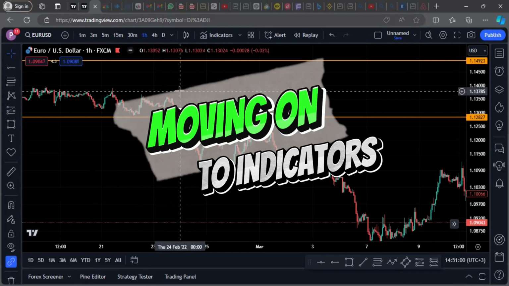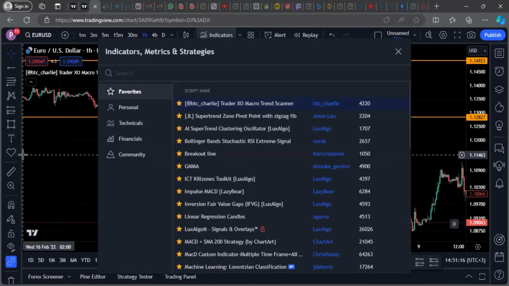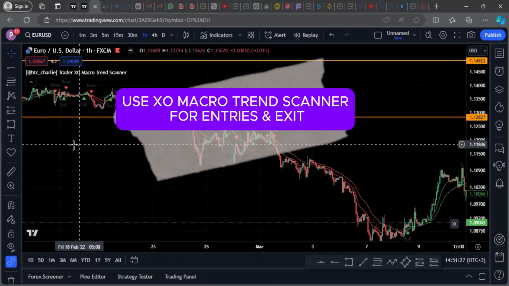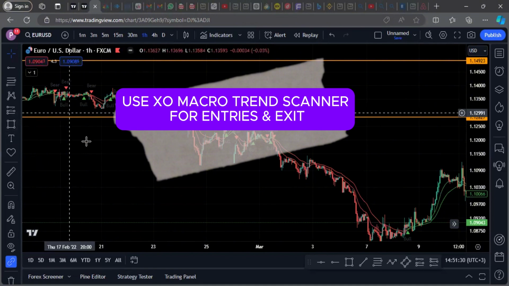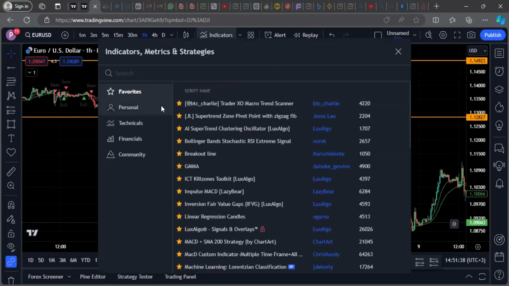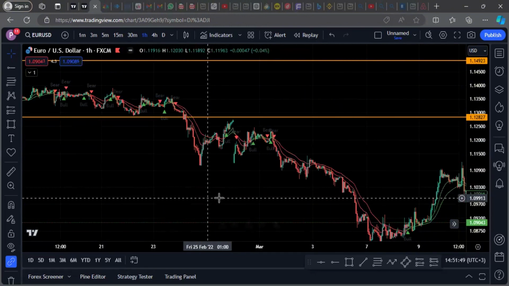I have one indicator if you like it. Indicator traders, this one might be good for you. It is called the Trader XO Macro Trend Scanner. Instead of you setting up the two moving averages, the simple and exponential, you can just use the macro trend scanner. You'll find it here on indicators. Then you just type macro trend scanner, which is the best one, this one, by BTC Charlie, and you will have something like this on your charts.